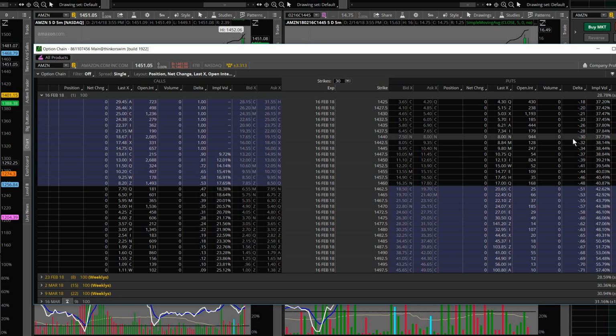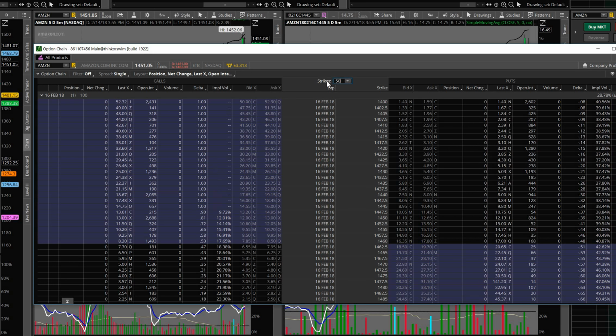If you want to play at the money or closer to dollar for dollar move with Amazon, then you're going to look at something like this. You're going to look for a delta of 1. Basically, that's going to move dollar for dollar with the stock. Greater risk, but greater reward.